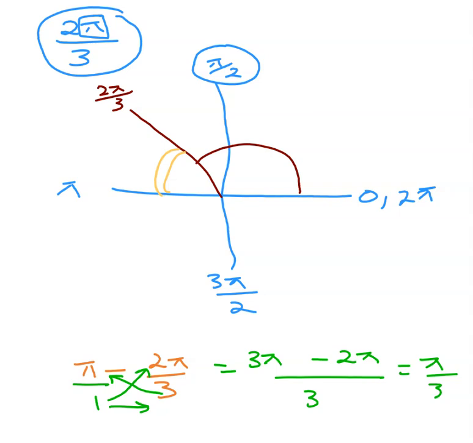Let's try another example. The example we're going to try next is going to be 5 pi over 4. Let's try 5 pi over 4.